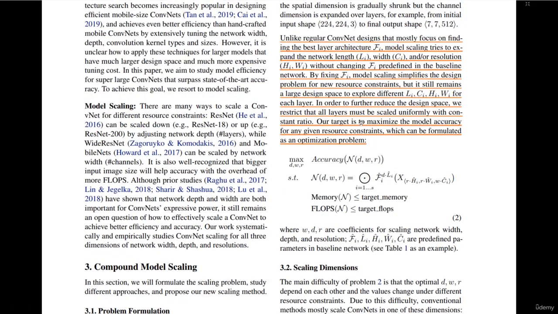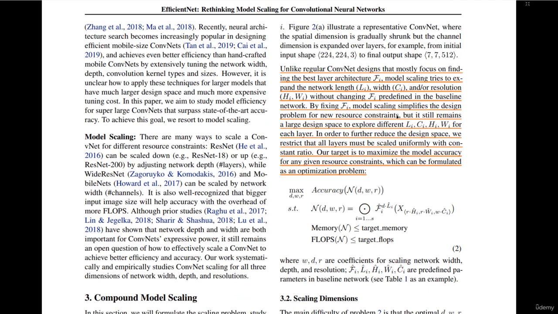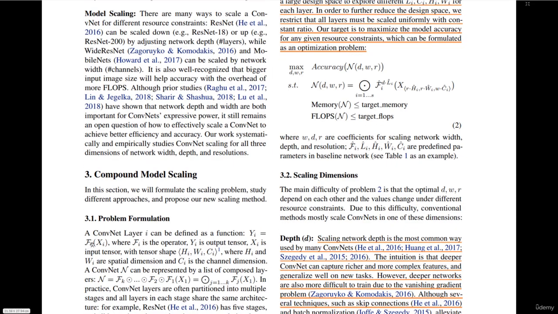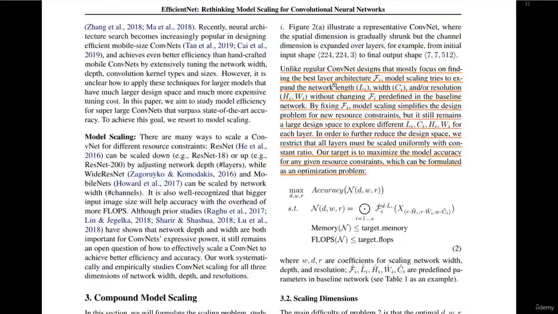So actually, what the authors of this paper are trying to say is that when building a ConvNet, we don't have to stress on always modifying or changing this function F_i each time we want to increase the accuracy or even reduce the accuracy. All we need to do is just tune a few parameters, and then we are able to increase the accuracy or reduce it depending on the kind of environment in which we are deploying the model. So by fixing F_i, model scaling simplifies the design problem for new resource constraints, but it still remains a large design space to explore the different L_i, C_i, H_i, and W_i.